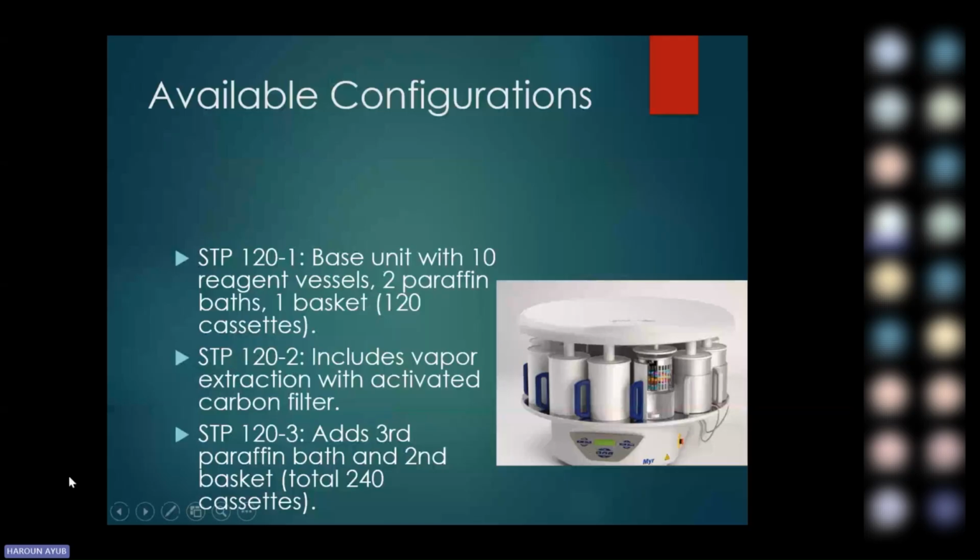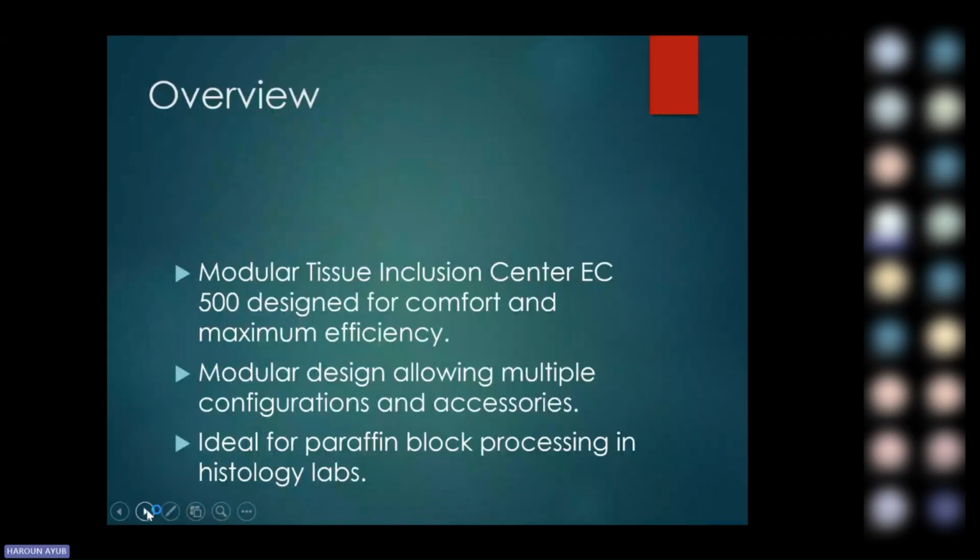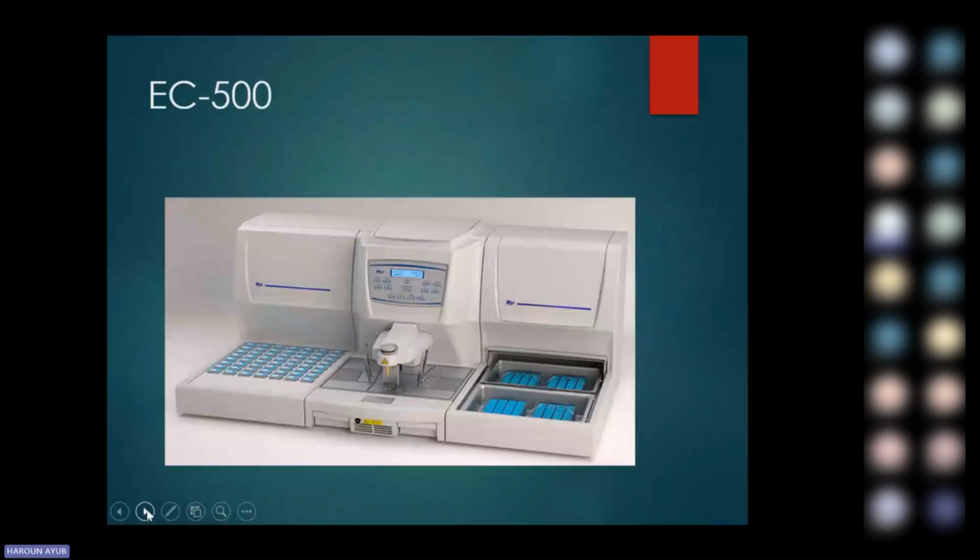Then we have the next step, which is the embedding center. So Keton offers the EC500 by MAI. And this is how it looks. So you'll have the embedding center, as Sarah had described. Then you'll have the thermal console and the cryo console. So here is where you place your blocks. And this one is frozen at -11 degrees and can be set between -5 and -15, depending on your setting at the lab. Then you have a touchpad control.